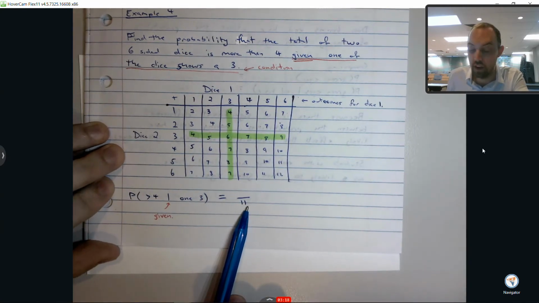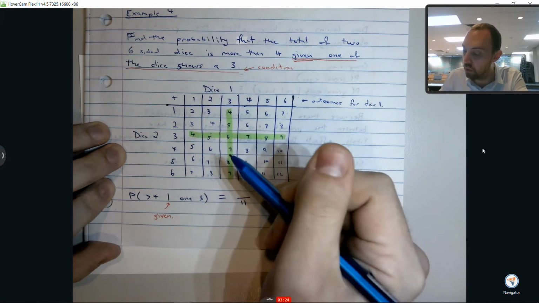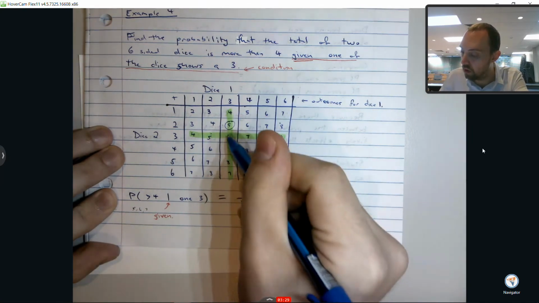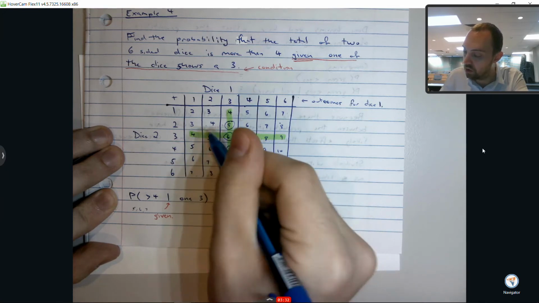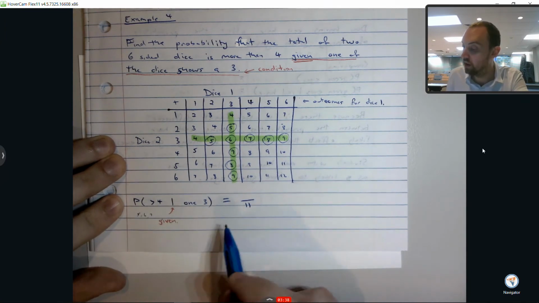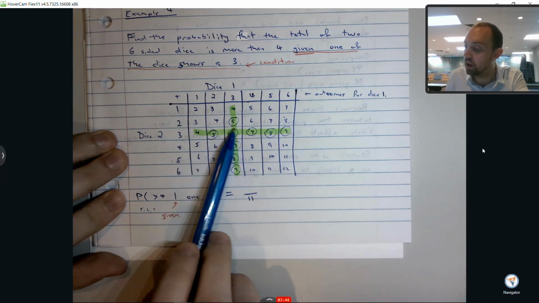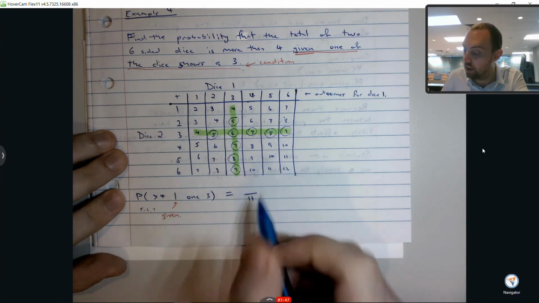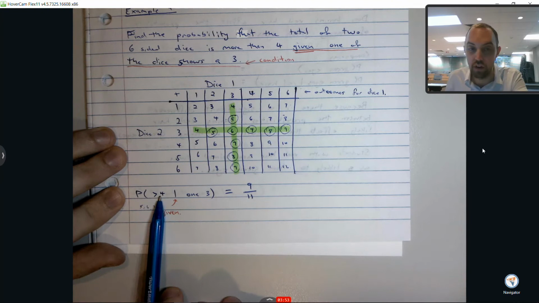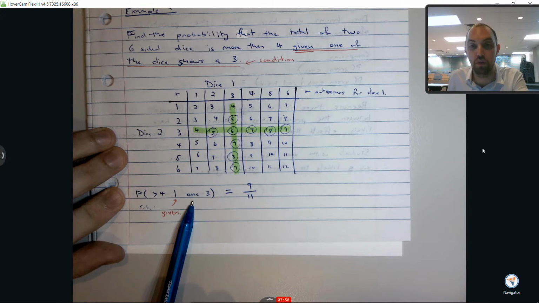Out of those 11 outcomes, how many of them are greater than 4? So greater than 4 means we've got 5, 6, 7, etc. It can't actually be 4. So just circle the elements here. We get 5, 6, 7, 8, or 9. Again, we don't want to count this 6 twice. There are 9 out of 11 ways to get a number that is greater than 4 when we already know that one of the dice shows 3.